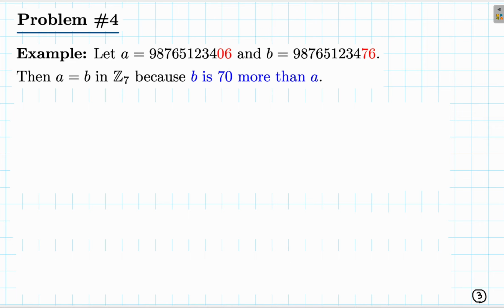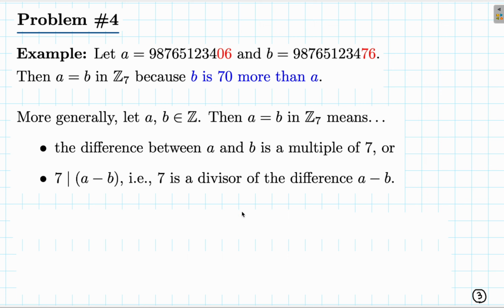Now, here's a generalization of that particular example. If we have a pair of integers A and B, then to say that they are equal to each other in Z7 means that the difference between A and B is a multiple of 7, such as 70. Another way to say that, using the language of divisor, is that 7 is a divisor of A minus B, the difference A minus B.